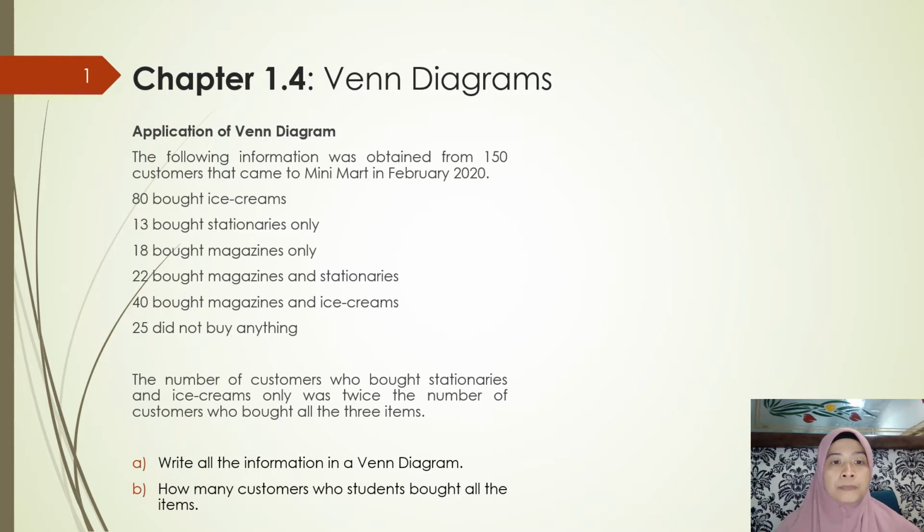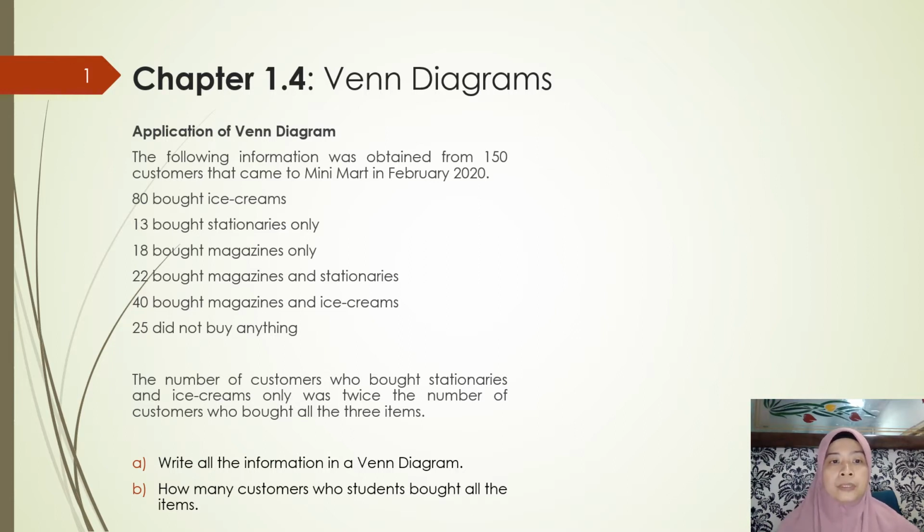And then 22 bought magazine and stationery. And then 40 both magazine and ice cream. 25 did not buy anything. Okay, and then we have additional information where the number of customers who bought the stationery and ice cream only, so we have the word only, was twice the number of customers who bought all the 3 items. So you are required to write all the information in a Venn diagram and then answer the second one.